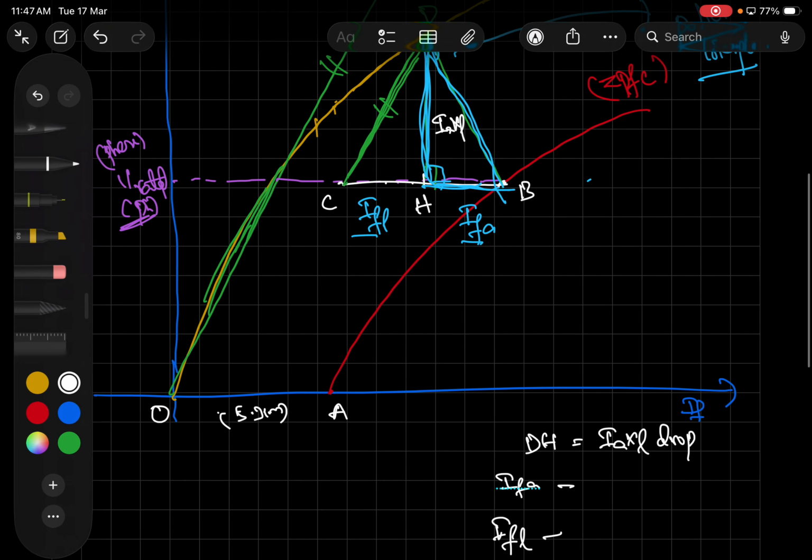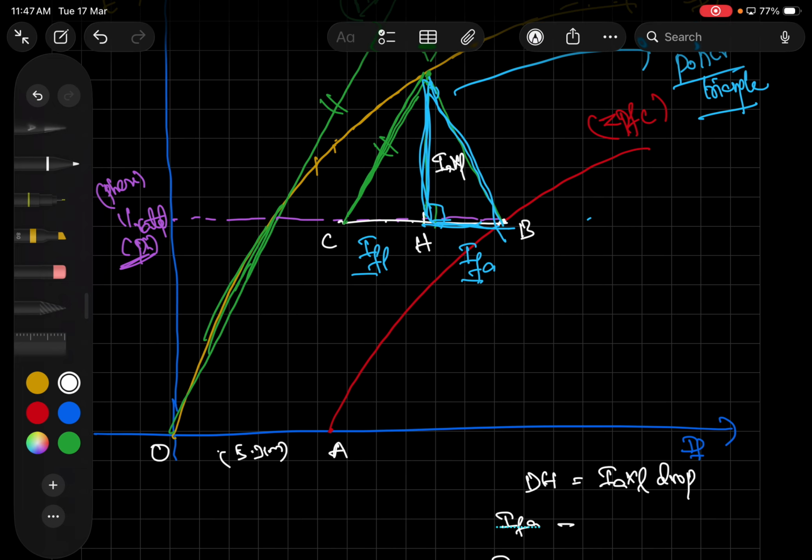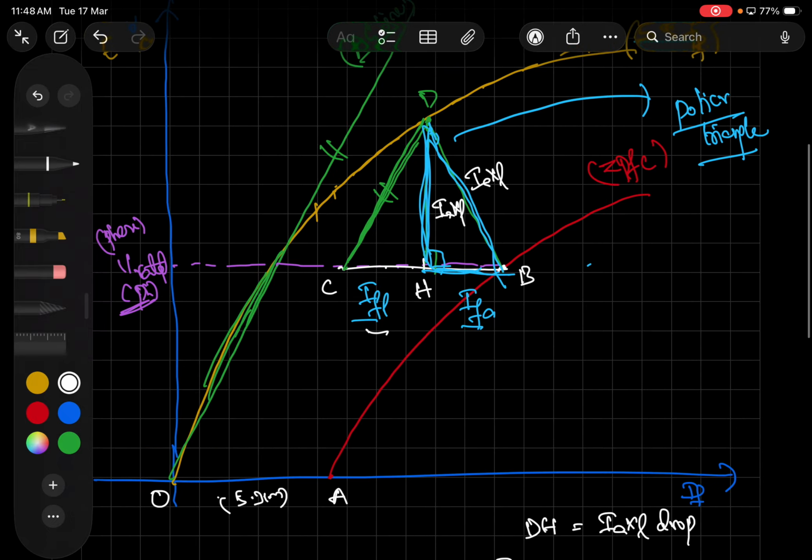Okay, what is IFA here? It's already there in this explanation, I am just trying to tell you here. IFA is the field current required to generate the armature reactance drop. It is the responsible component to generate the armature reactance. What is IFL here? It is the field current required to generate the leakage reactance drop. Just by the Potier triangle, we can get this data here. This DH length is the IAXL drop.